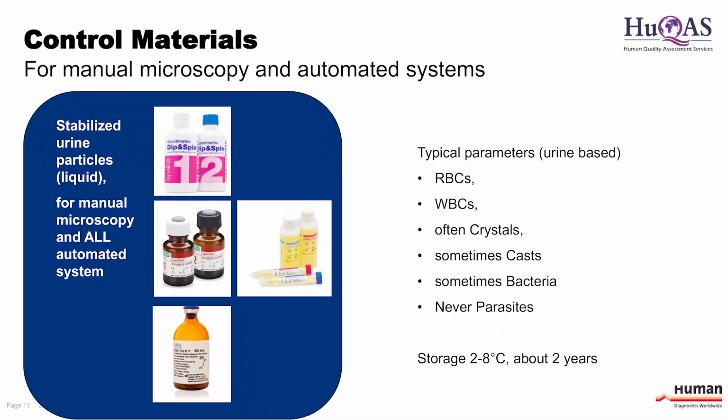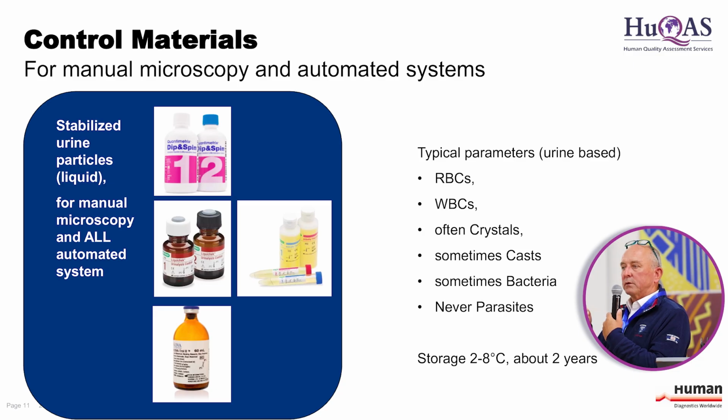Yeah, we're coming to a topic I think nobody has really thought about, that you should do QC, of course, as well. If you do manual microscopy, you report results, and there is no standardization. So standardization or quality control could be checked if you would use control materials in manual microscopy. Control materials are available, as I show you. They contain RBCs, WBCs, quite often crystals, sometimes casts, sometimes bacteria, but never parasites.